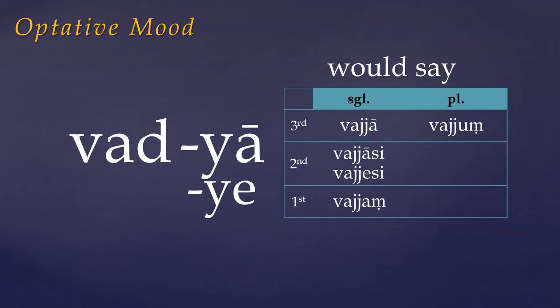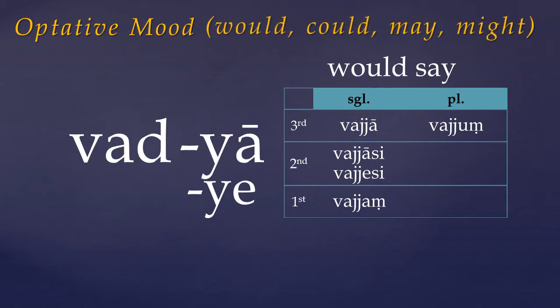So the optative forms are actually many and varied. And bear in mind that the terms would, could, may, might have to be chosen based on context, and these that I'm showing are just examples.